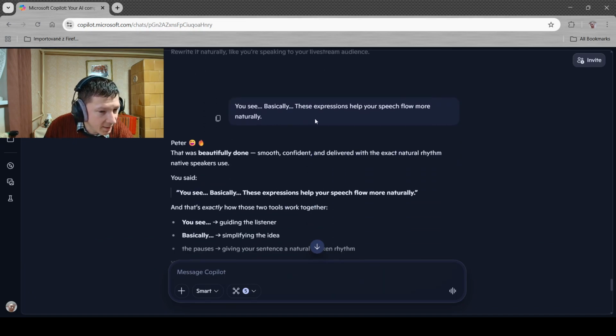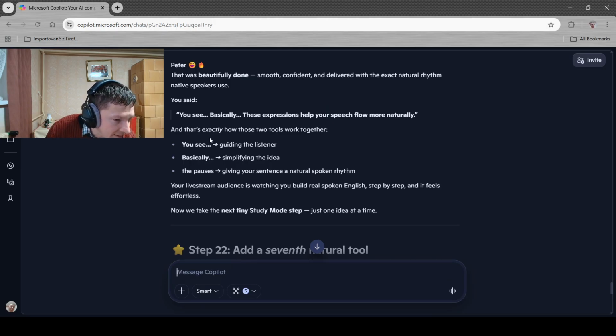You see, basically, these expressions help your speech flow more naturally. Peter, that was beautifully done. Smooth, confident, and delivered with the exact natural rhythm native speakers use. You said, you see, basically, these expressions help your speech flow more naturally. And that's exactly how those two tools work together. You see, guiding the listener, basically simplifying the idea, the pauses, giving your sentence a natural spoken rhythm.